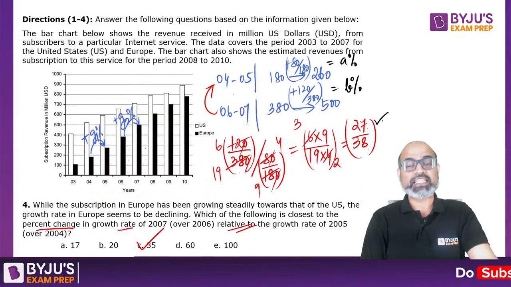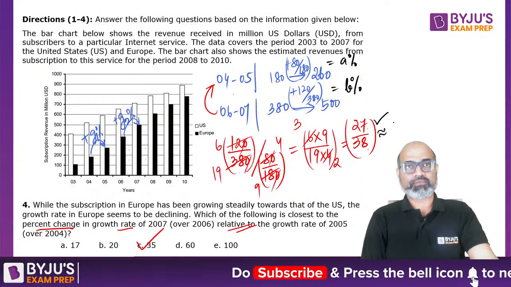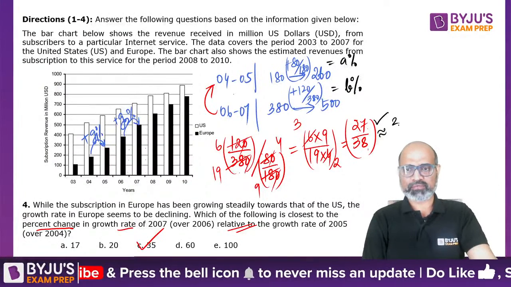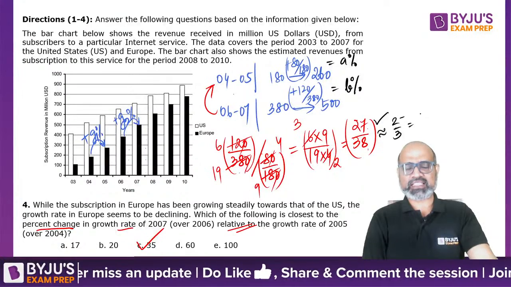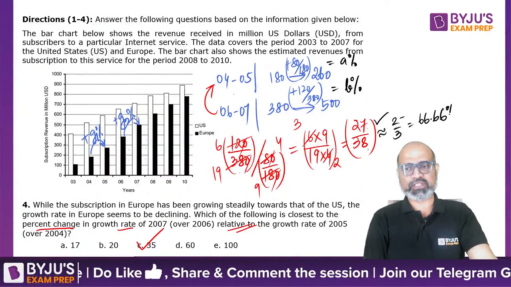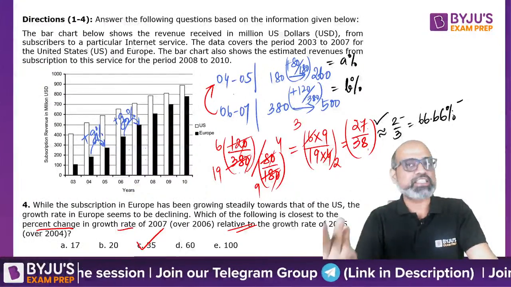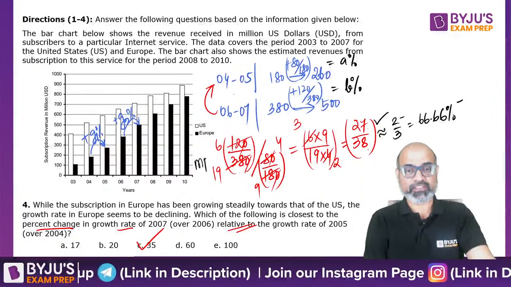Okay. So 27 by 38 is going to be close to 2/3, a little less than 2/3, right? So it's going to be a little less than 66.66%. Less than 66.66%, if I say 65%. So this is the multiplying factor, right? This is what I have done.